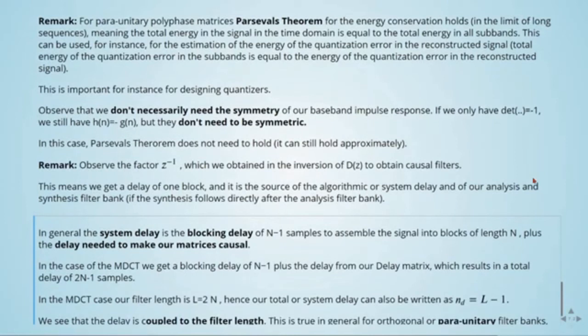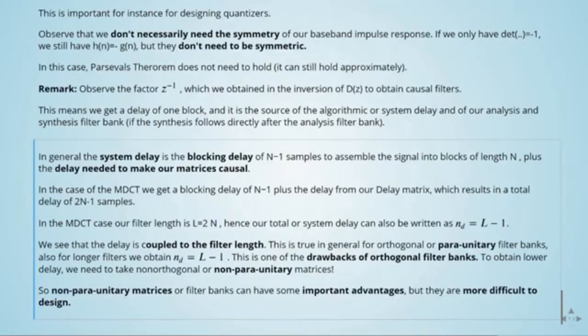Observe the factor of z to the power of minus 1, which we obtained in the inversion of the delay matrix D of z to obtain causal filters. This means we get a delay of one block, and it is the source of the algorithm or system delay of our analysis and synthesis filter bank, if the synthesis follows directly after the analysis filter bank. In general, the system delay is the blocking delay of N minus 1 samples, necessary to assemble the signal into blocks of length N, plus the delay needed to make our matrices causal. This is a very important result.